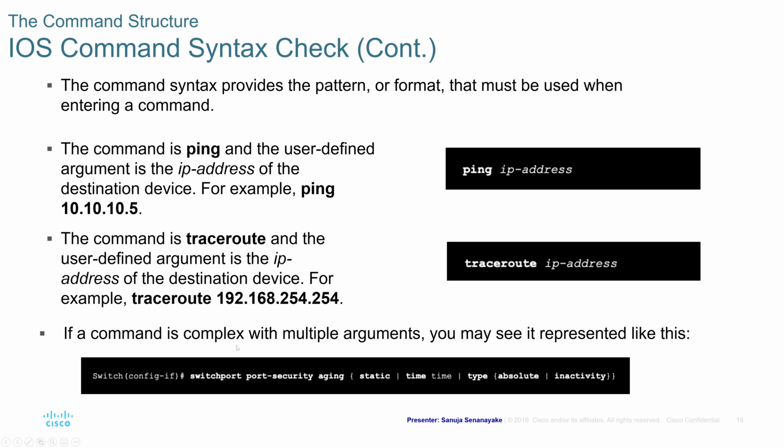If a command is complex with multiple arguments, you may see it represented just like this. For example, switchport port-security aging will have multiple variables that you can enter: static, the time, the type, et cetera. In this course, you will not be learning about switchport security as of yet. So just remember, some complex commands are available on Cisco devices to do certain things.